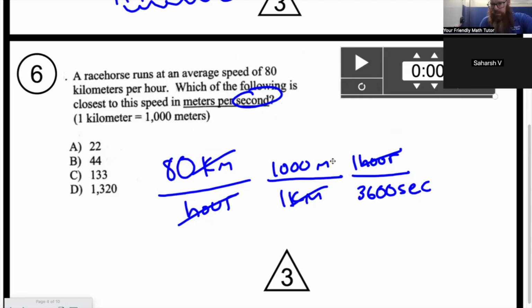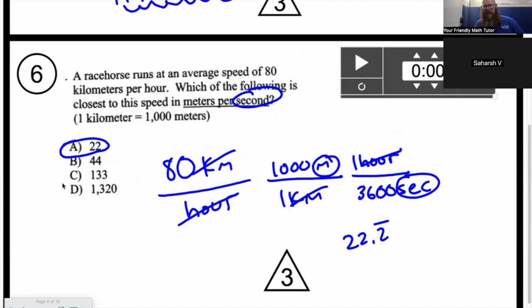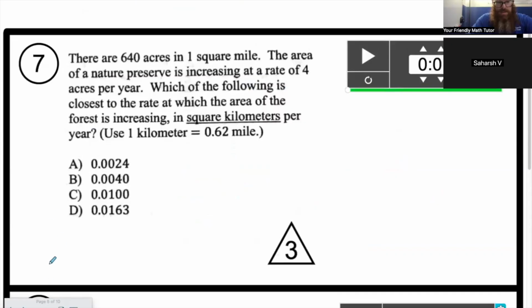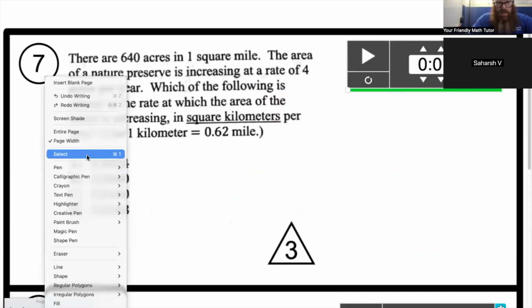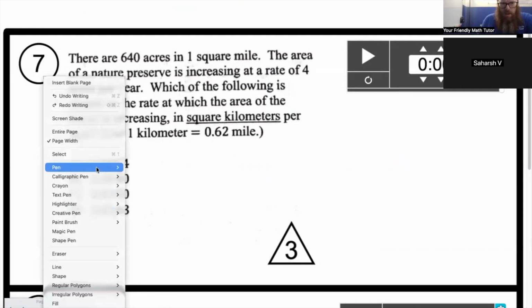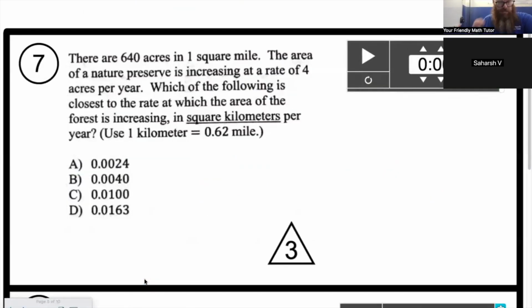So now if I stop the problem, I have meters per second, and then I just actually have to do the math. So it's just 80 times 1,000, and then you're dividing that by 3,600. And you get 22.2 repeating, but it just asks which is the closest. So it's clearly A. All right, so a few more of these. This one, you've got to be a little careful with the whole square. So try that one.